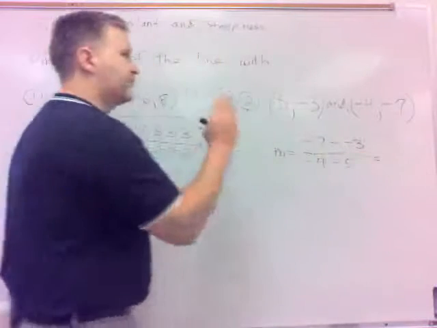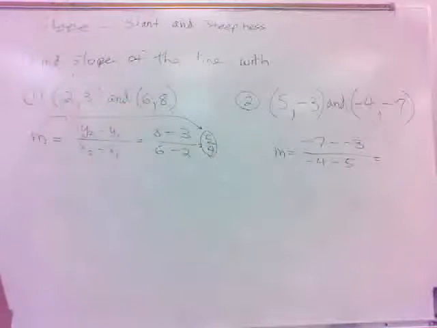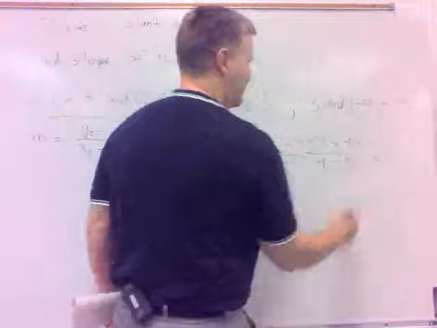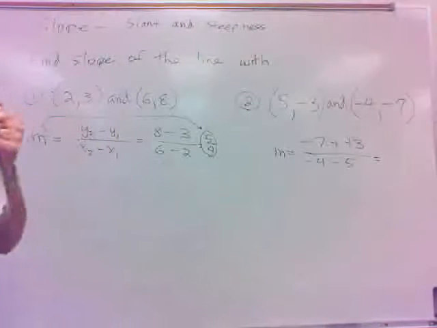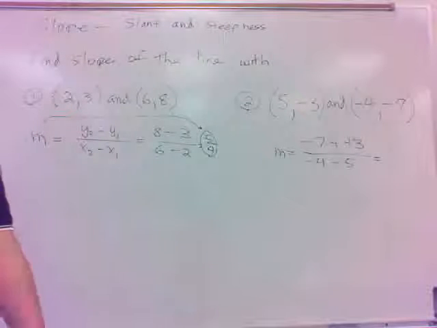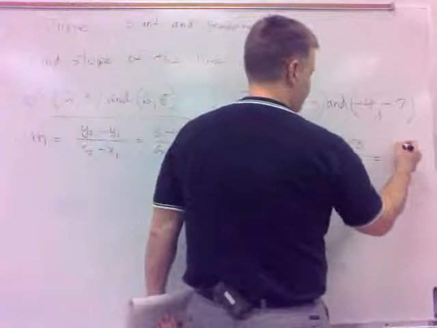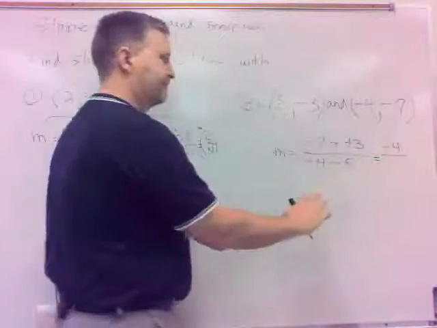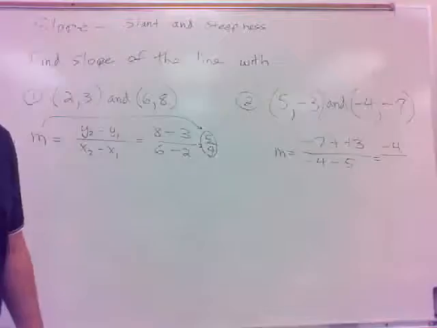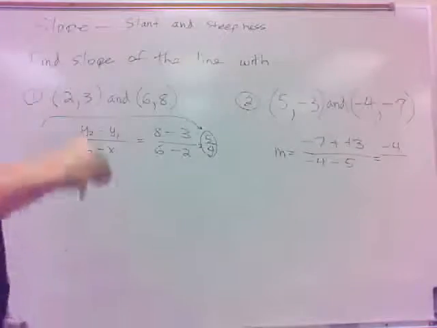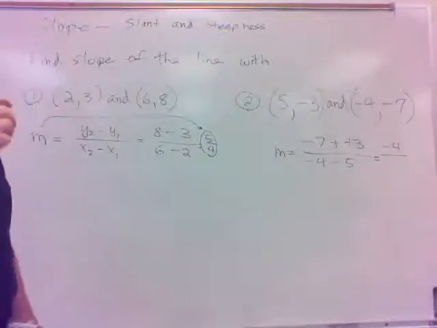Now, what happens when I have double negatives like that? They turn into a positive. If you have two negatives right in a row like that, those turn to positives. Just the way it works. Then negative 7 plus 3 gives me negative 4. Now, on the bottom, I don't have the two negatives turn into a positive, do I? I just have negative 4 minus 5, which is negative 9.